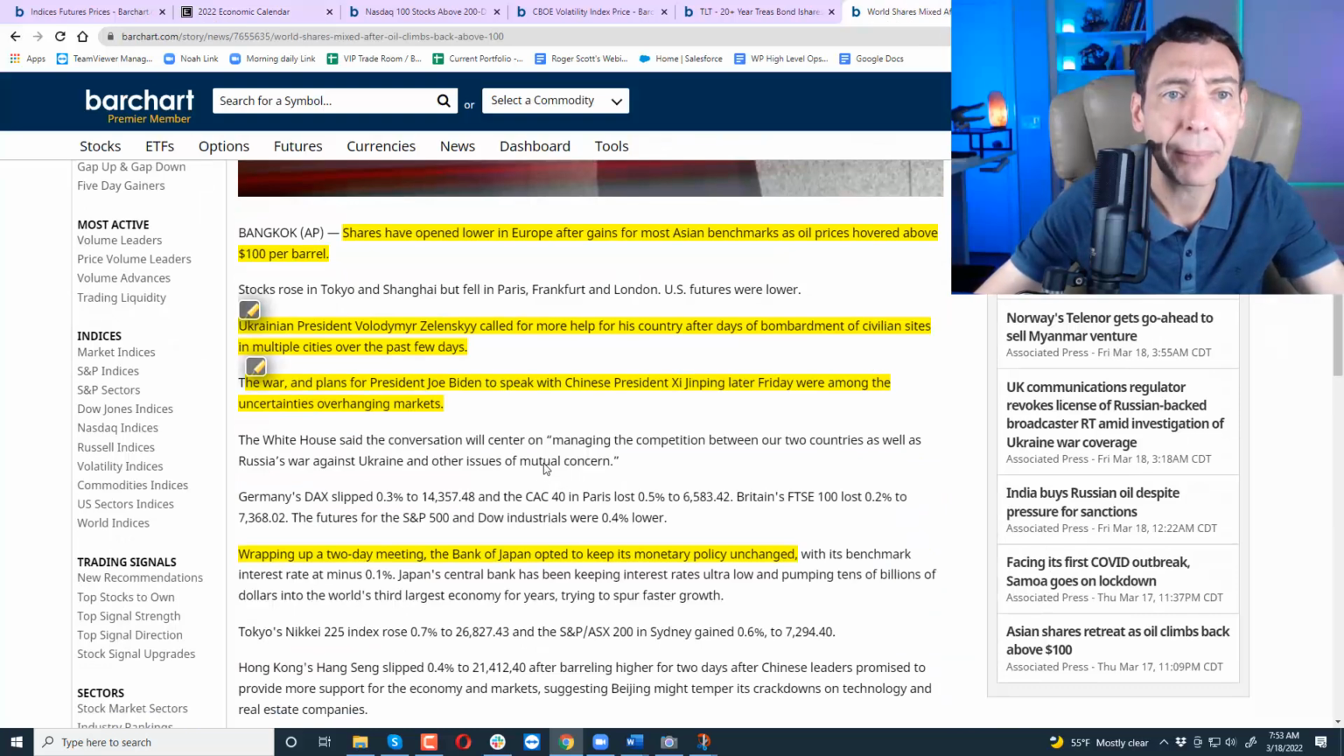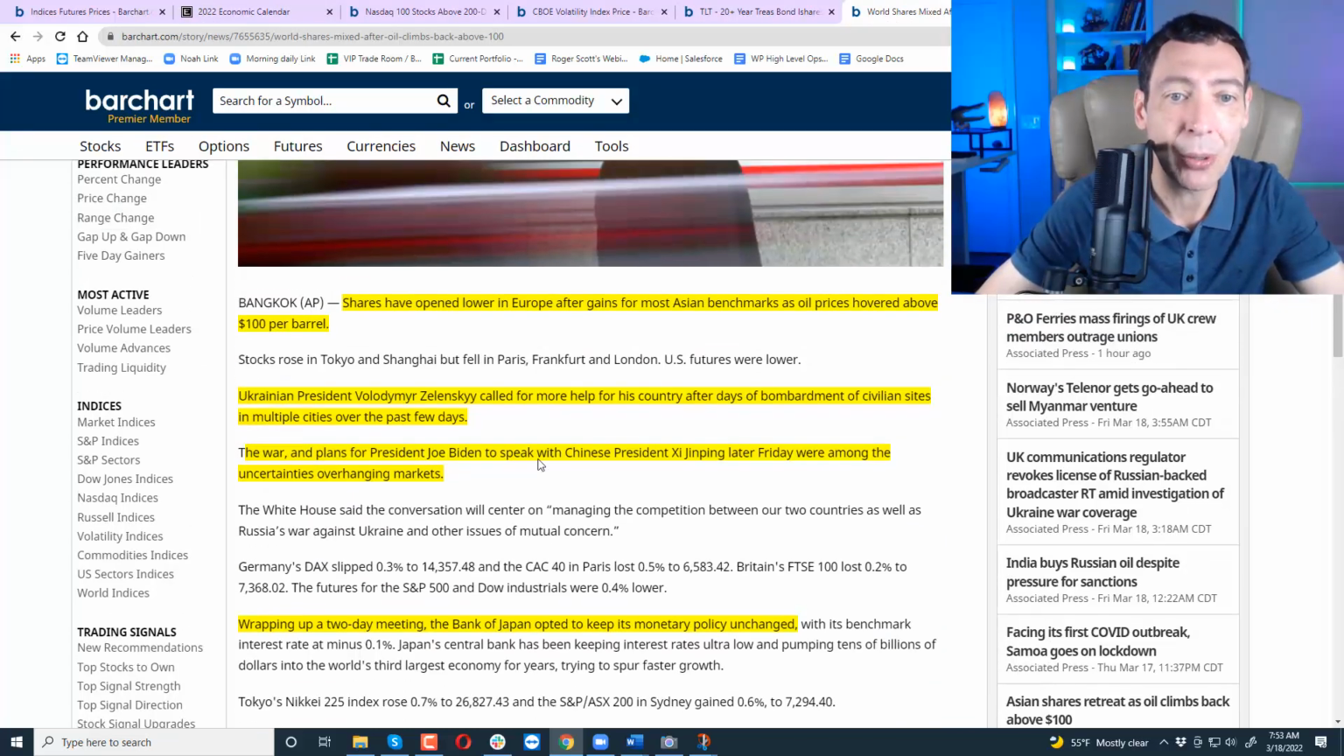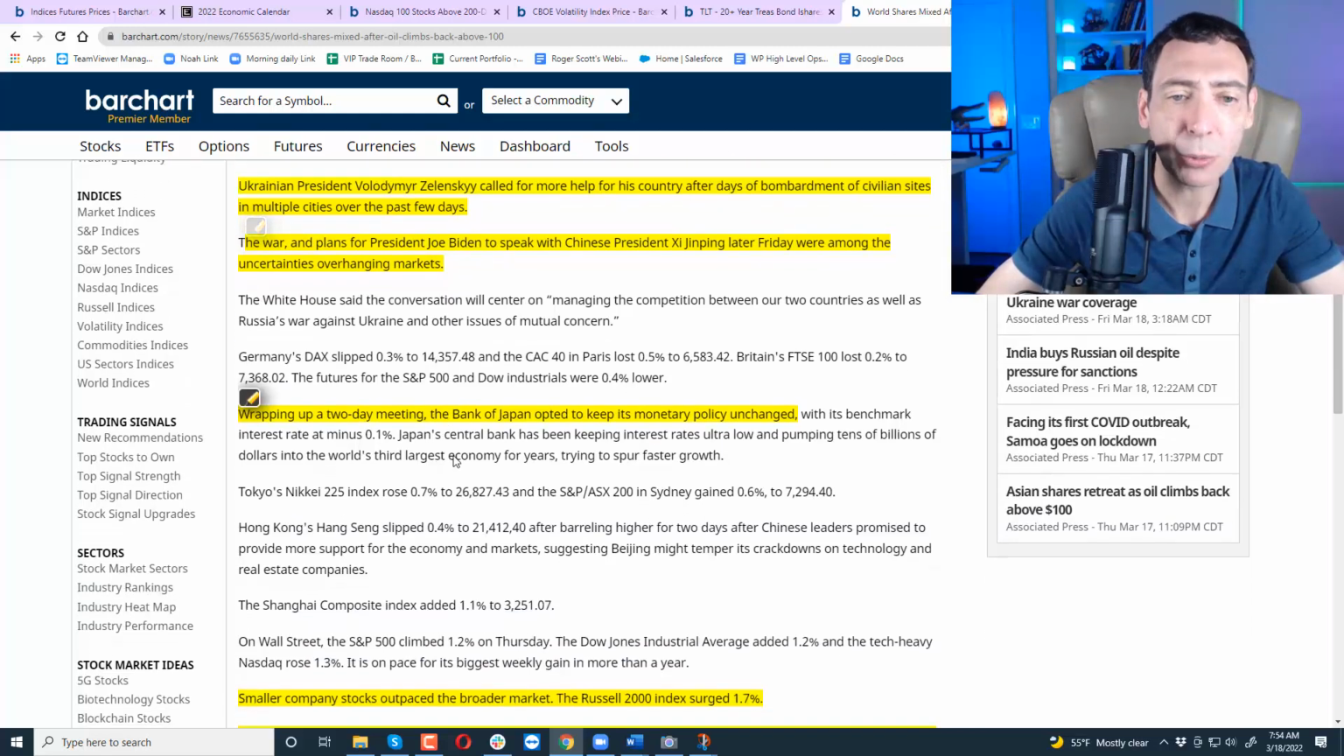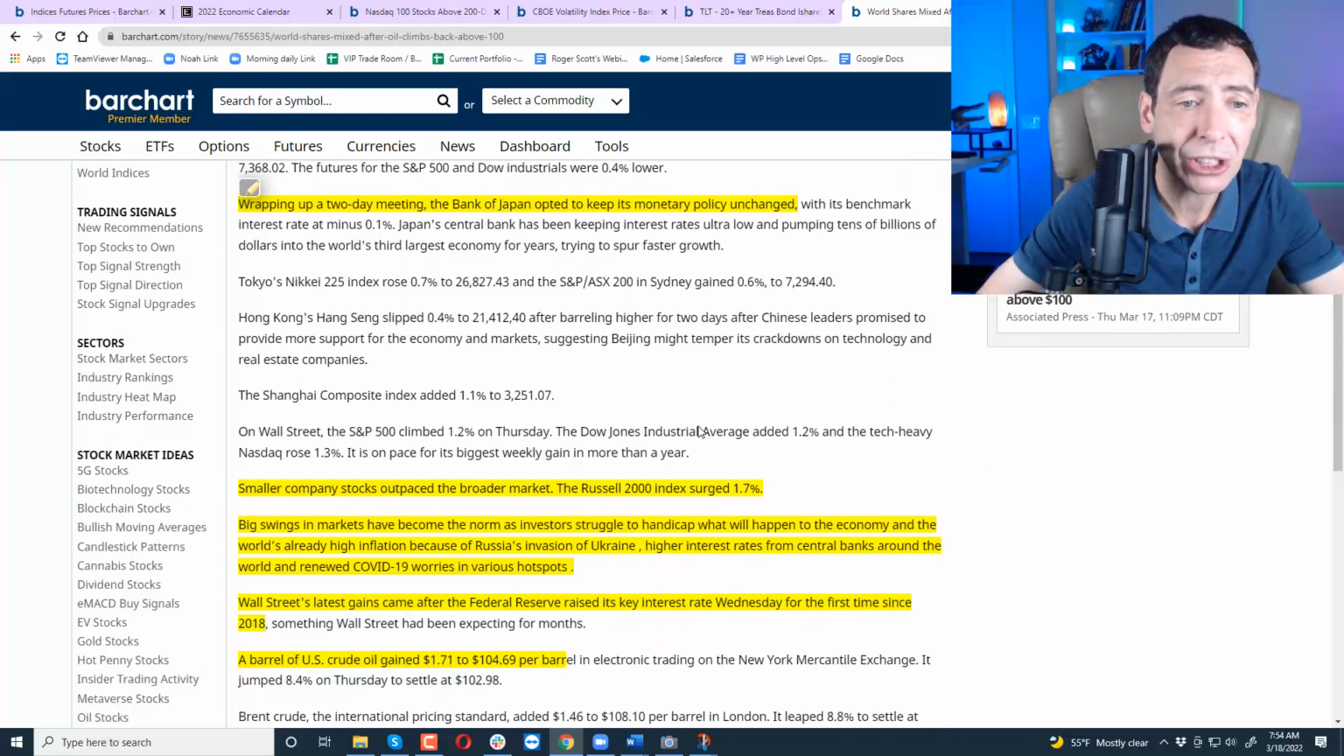Let me go through the global economy, and then I'll talk about technical numbers with you, or levels. Shares have opened lower in Europe, after gains for most Asia benchmarks, as oil prices hovered above $100 a barrel. Ukrainian President Zelensky called for more help for his country after days of just craziness. The war plans for Joe Biden to speak with the Chinese president later today were among some of the uncertainties, although nothing gets resolved with our talks with China. They just continue and continue. Wrapping up a two-day meeting, the Bank of Japan opted to keep its monetary policy unchanged.